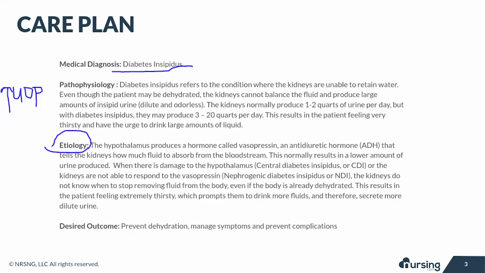Now, if the hypothalamus isn't able to release vasopressin because it's been damaged, you get something called central diabetes insipidus, or CDI. And if the kidneys aren't able to respond to vasopressin that is in the body, you get something called nephrogenic diabetes insipidus, or NDI. So those are the two different types of diabetes insipidus to be aware of. But either way, what happens is the kidneys won't know when to stop removing fluid from the body, and the patient is going to have excess urine production. When you have this, you get diabetes insipidus. The desired outcome for a patient who has this diagnosis is to prevent dehydration, manage symptoms, and prevent complications. And often the complications are about those abnormal electrolytes that I mentioned.